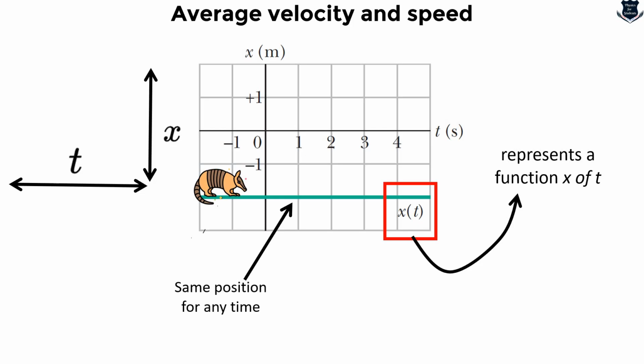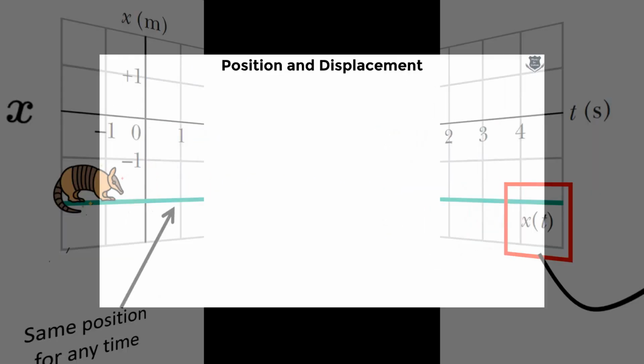So from this graph, what becomes important is that the graph of x versus t for an armadillo that is stationary at x equals minus 2 m is true for all times t. So it is the same position at all times, that is why it shows a green straight line. Now more interesting is when it involves motion.